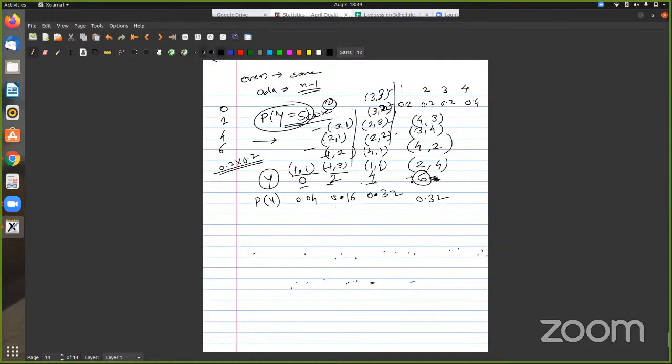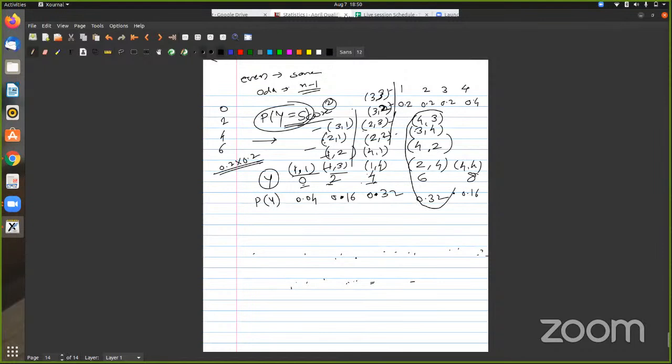Only one is left, so 4 and 4. Score 8. So 8 is also possible. If it is 4 and 4, then it is 0.16. Okay, these are the only possible scores: 0, 2, 4, 6 and 8.